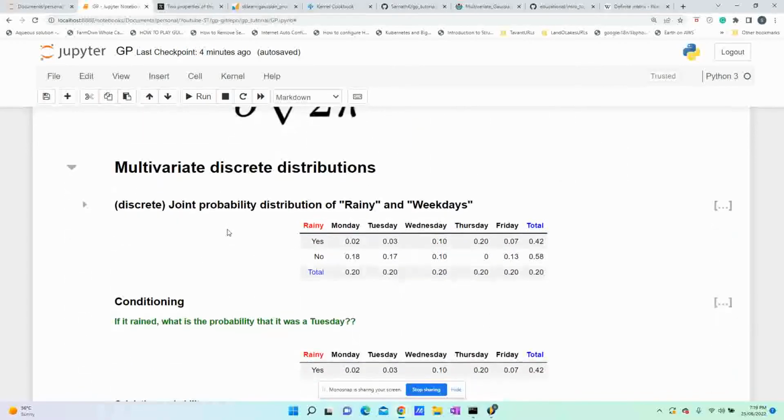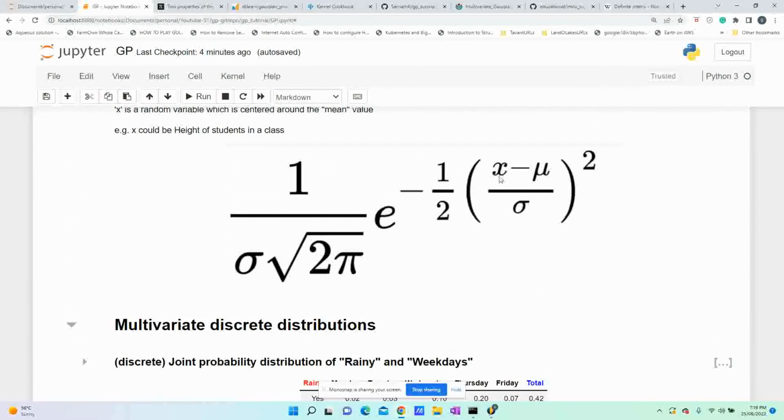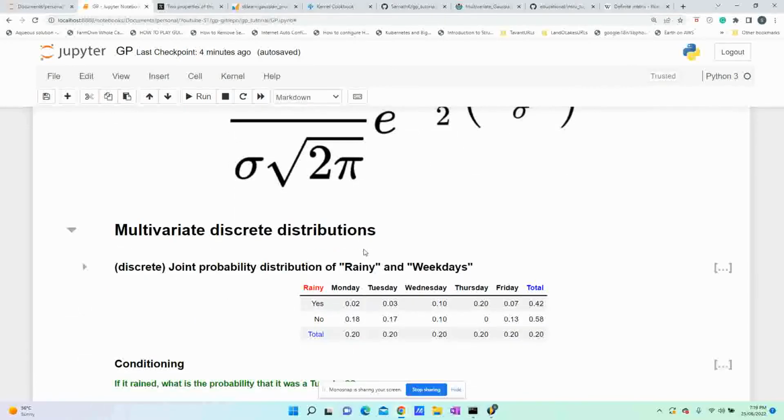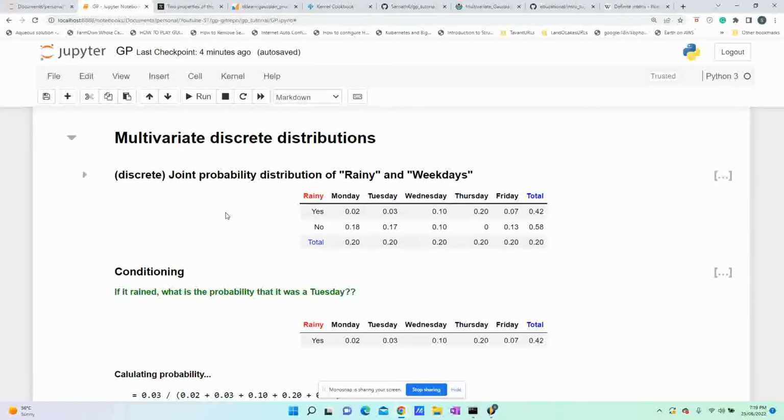So let's move on to multivariate distributions. So far, we just saw only one variable. The number that came out from the dice is just one number. In the Gaussian distribution case, the x is just a single number. It could be just the height of a person in a population or whatever. So in the case of a multivariate distribution, you will have more than one variable.